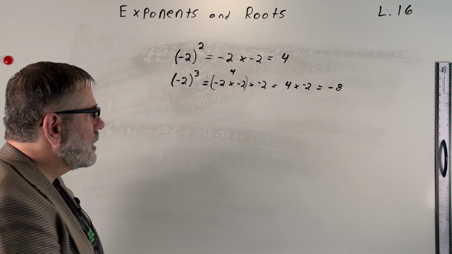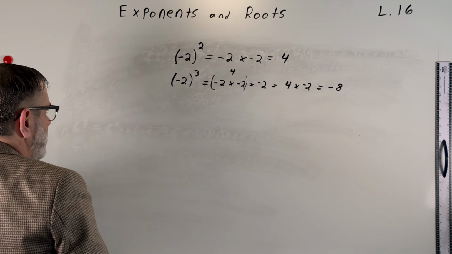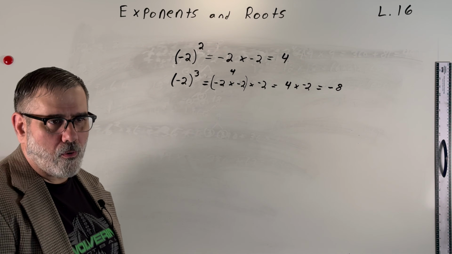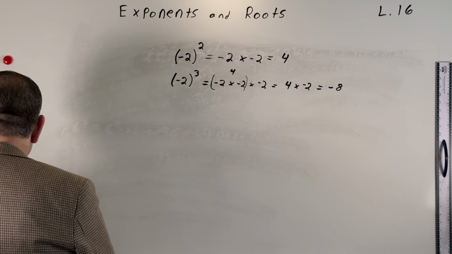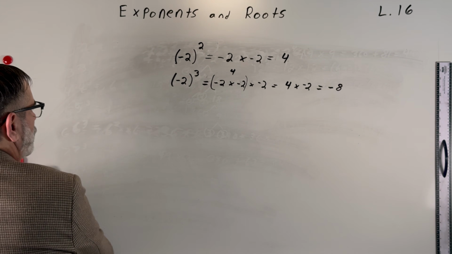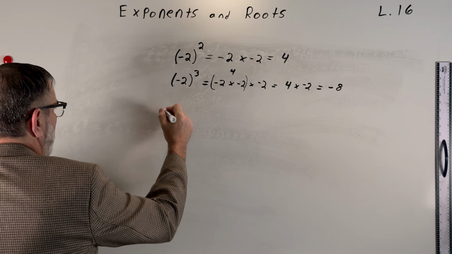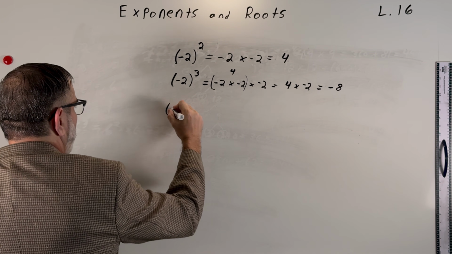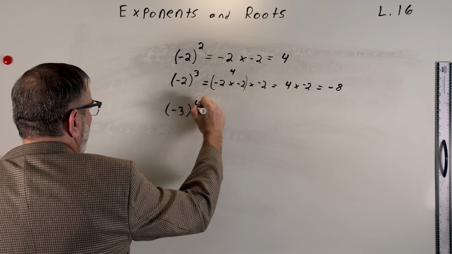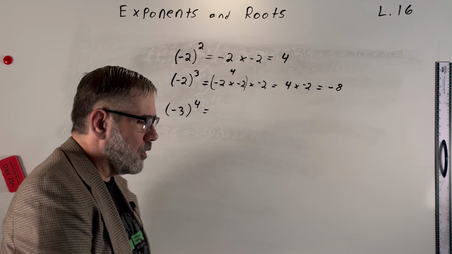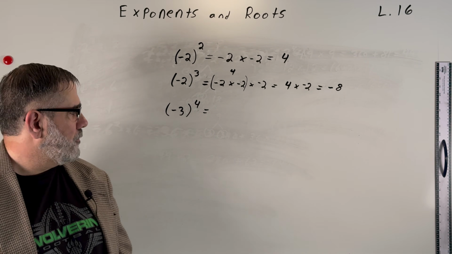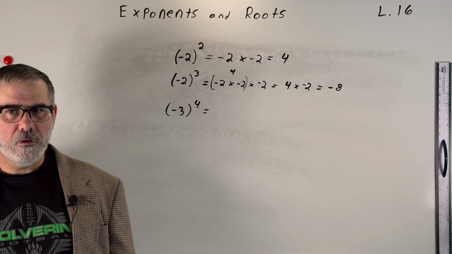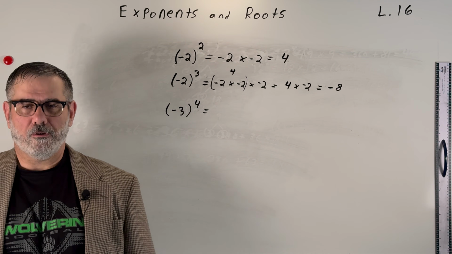Interesting, huh? Well, it turns out that if you were to try many more examples, like minus 2 to the 4th power, and then minus 2 to the 5th power, etc., you would find there's a rule. Actually, I wanted you to try one. So let me let you try one first. Minus 3 to the 4th power. Use the definition of exponentiation and the rules for multiplying signed numbers. Try that at home. Come back when you have your answer.